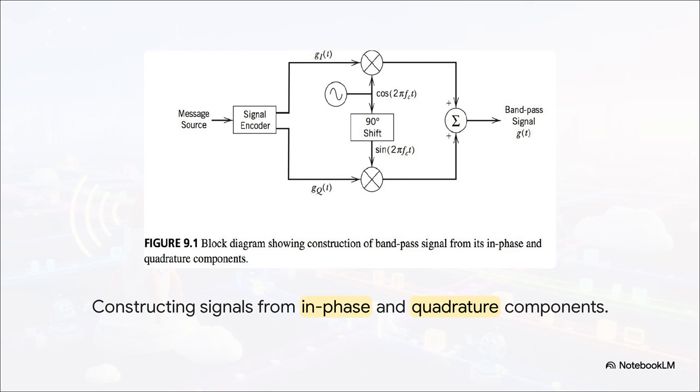Now check out how we actually construct this bandpass signal to protect our data. We use a really elegant mathematical approach called complex envelope representation. Look at the architecture here. Our message source goes into a signal encoder, which splits it down two distinct low-pass paths. You've got your in-phase component, that's the g_I(t), and your quadrature component, the g_Q(t). These two components modulate two orthogonal carriers, literally just a cosine wave and a sine wave perfectly 90 degrees out of phase with each other. When you sum them together, boom, you get your bandpass signal. Blending these in-phase and quadrature components is the secret sauce. It's the foundational armor for our data.